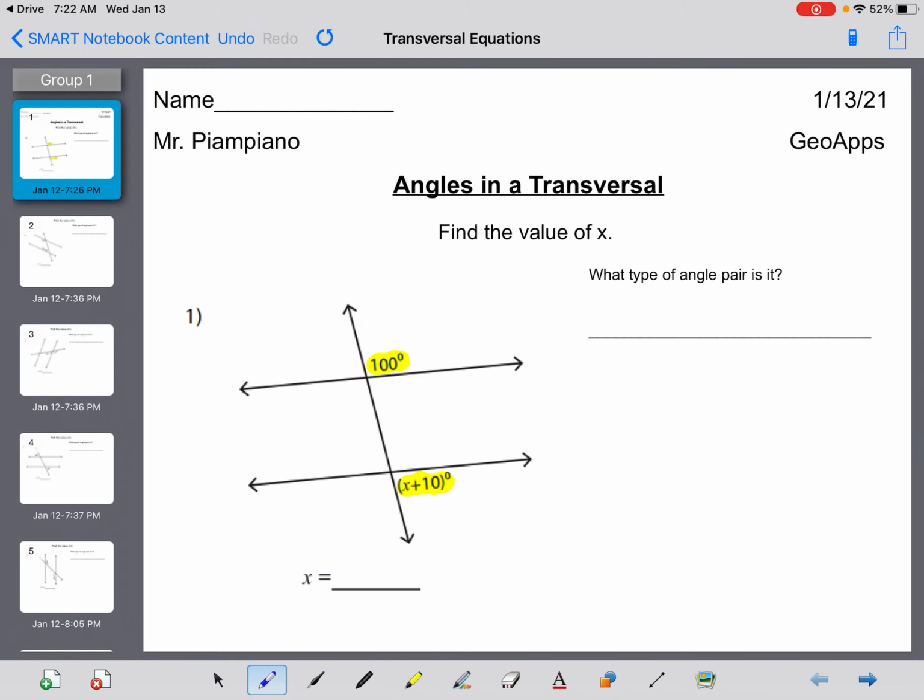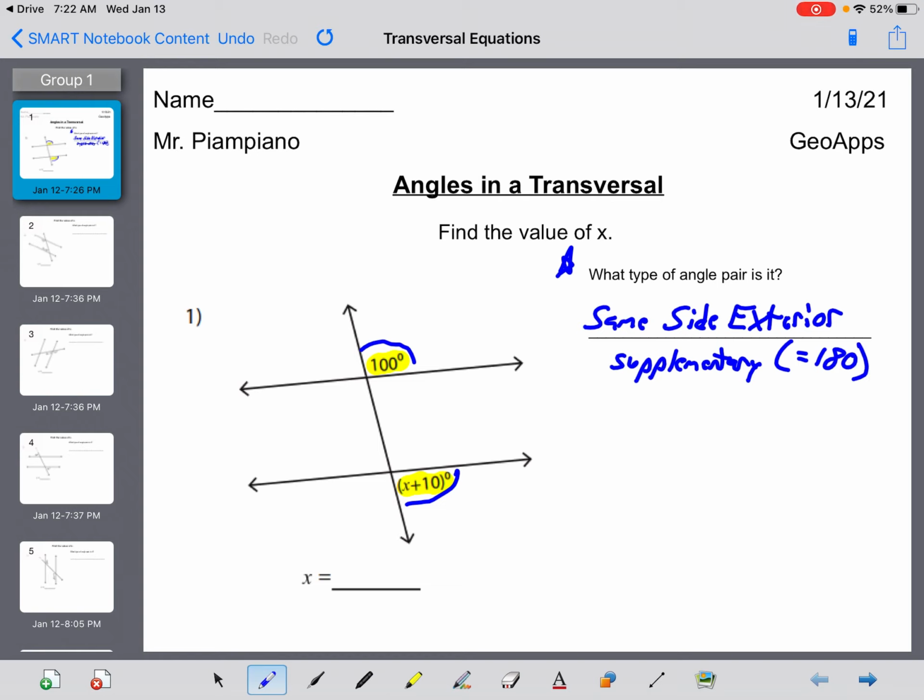So we need to look at these, and the first question we need to ask ourselves is, what type of angle pair is this? Okay. So, if you look, we have exterior angles that are on the same side. So these are same side exterior. And what we know from our notes from the past several days is that same side exterior angles are supplementary, which means they equal 180 degrees. So you need to solve using algebra.